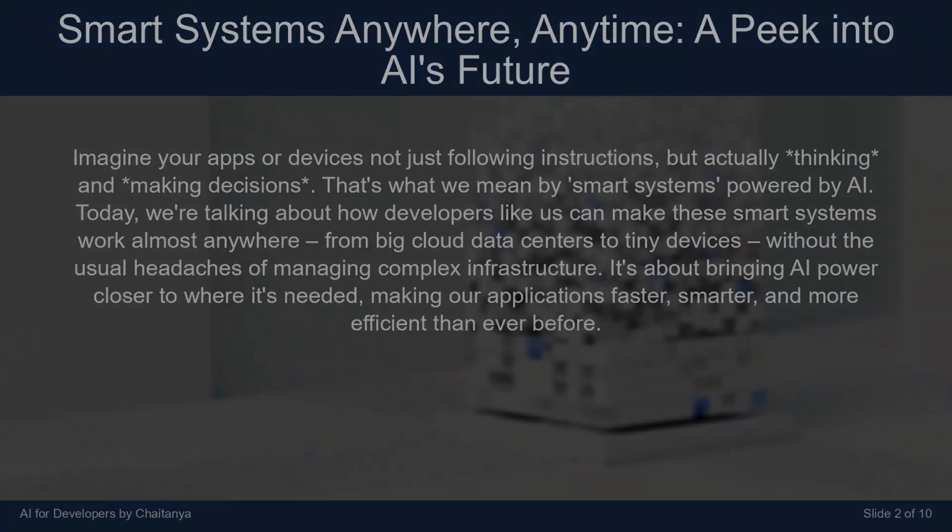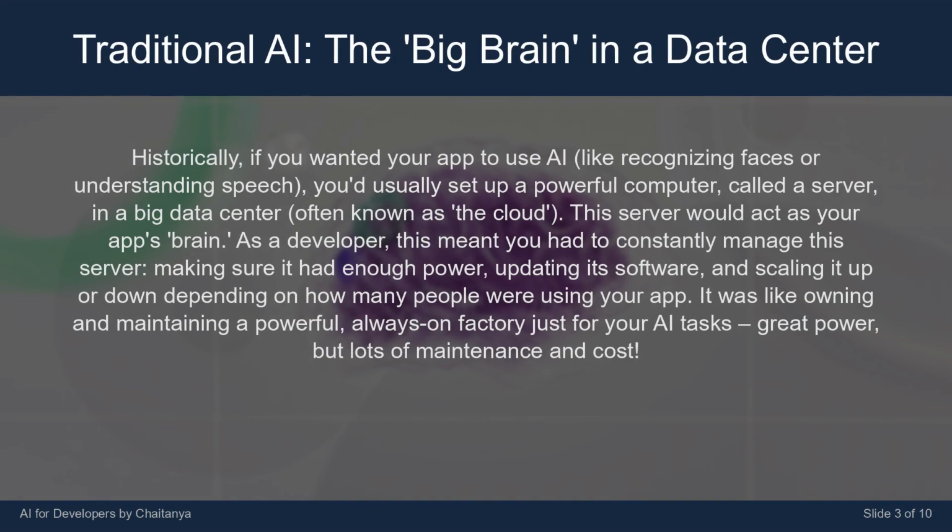Historically, if you wanted your app to use AI, like recognizing faces or understanding speech, you'd usually set up a powerful computer, called a server, in a big data center, often known as the cloud. This server would act as your app's brain. As a developer, this meant you had to constantly manage this server, making sure it had enough power, updating its software, and scaling it up or down depending on how many people were using your app. It was like owning and maintaining a powerful, always-on factory just for your AI tasks. Great power, but lots of maintenance and cost.